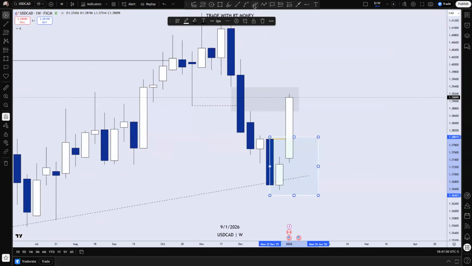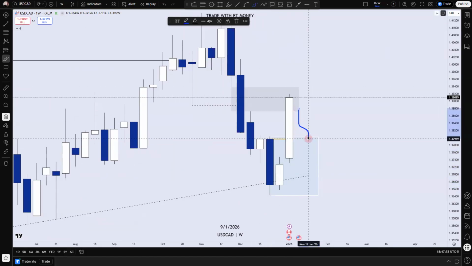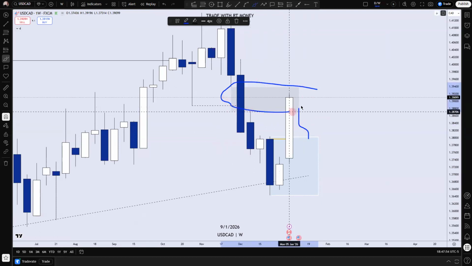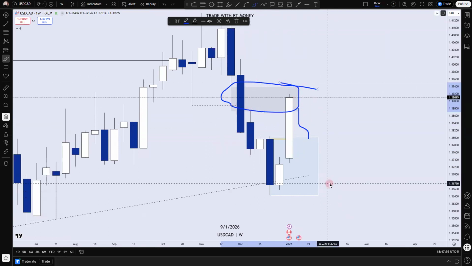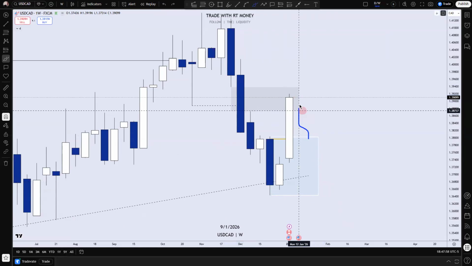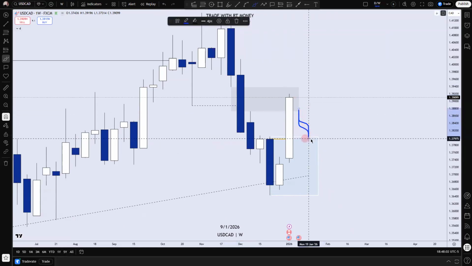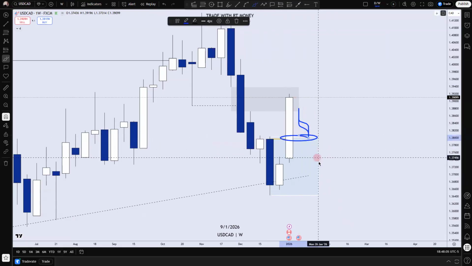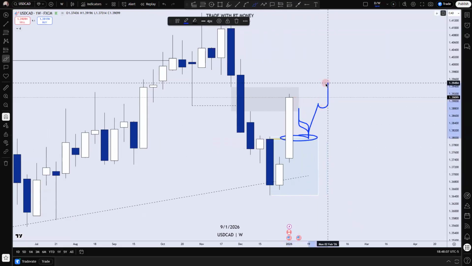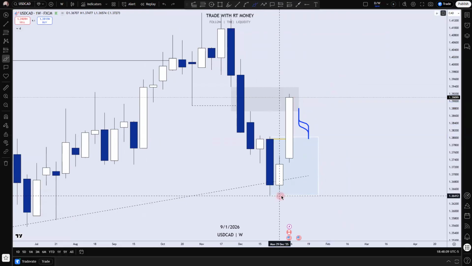I would expect the market to pull back into this after it reacts from this bearish fair value gap that it just ran into. I would look for a reaction of some kind. If there's a pullback, I would love to see the market pull back to the order block and then continue up higher from there.